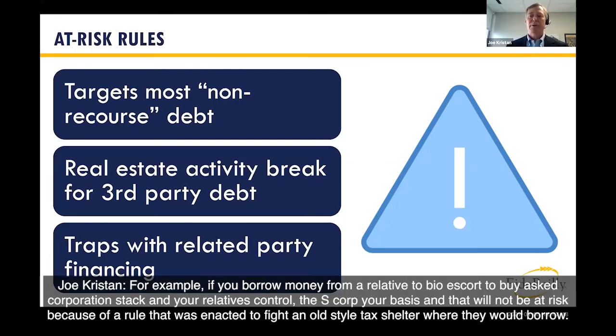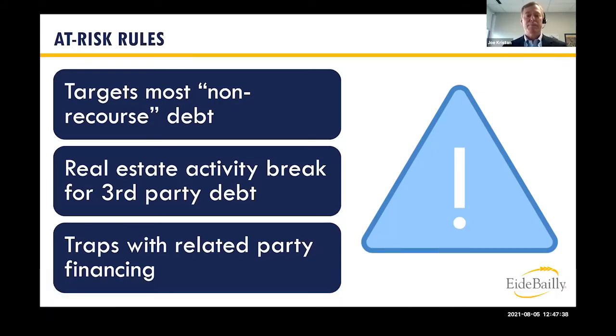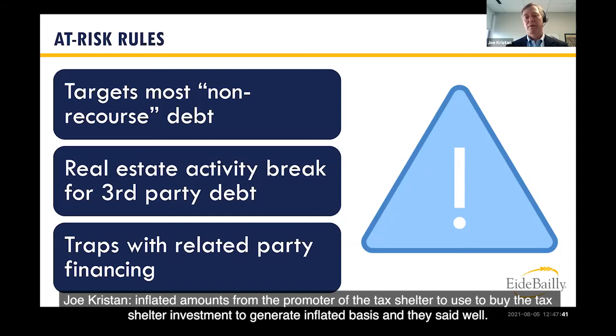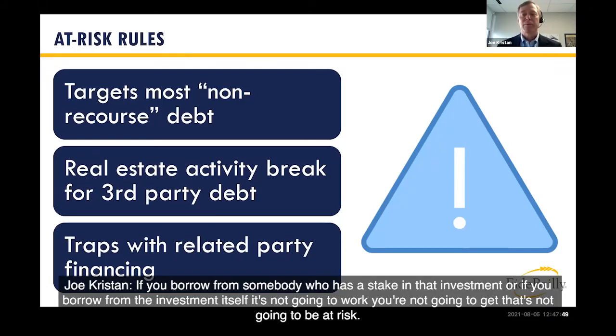For example, if you borrow money from a relative to buy S corporation stock, and your relatives control the S corporation, your basis in that will not be at risk because of a rule that was enacted to fight an old style tax shelter where they would borrow inflated amounts from the promoter of the tax shelter to use to buy the tax shelter investment to generate inflated basis. And they said, well, if you borrow from somebody who has a stake in that investment, or if you borrow from the investment itself, it's not going to work. That's not going to be at risk.